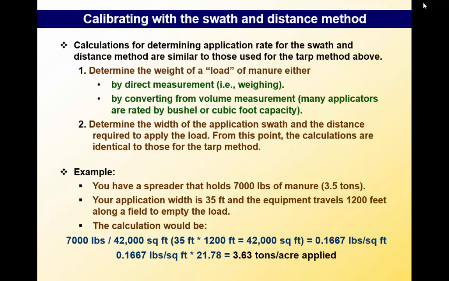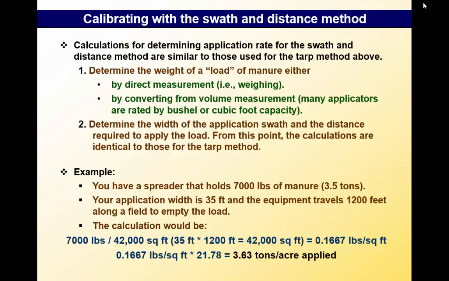And then there's the swath and distance method. You determine the weight of a load of manure either by direct measurement. Somehow you weigh the entire manure spreader if you have a scale big enough, or you can convert a volume measurement. Some farmers I know use the bucket method. They weigh a bucket of manure and then they calculate the volume of that bucket and then apply it to the volume of their manure spreader. But some of them have odd-shaped manure spreaders. So you have to understand the full volume, and if you overfill that, you pile over the top, then you would not be correct. It would have to be an even amount.